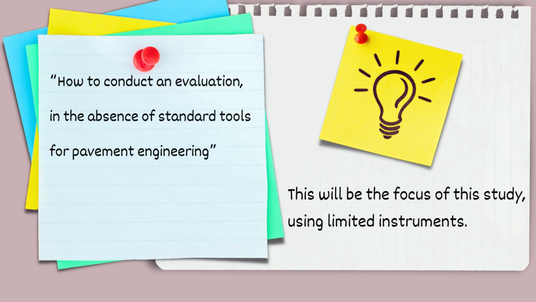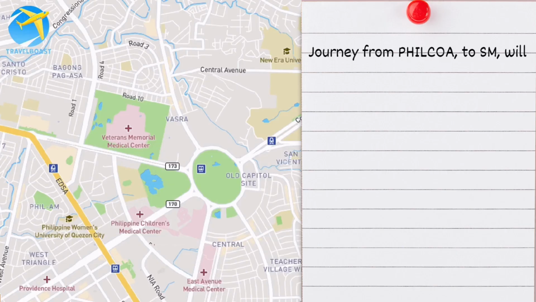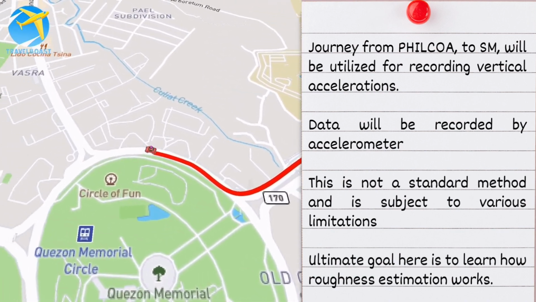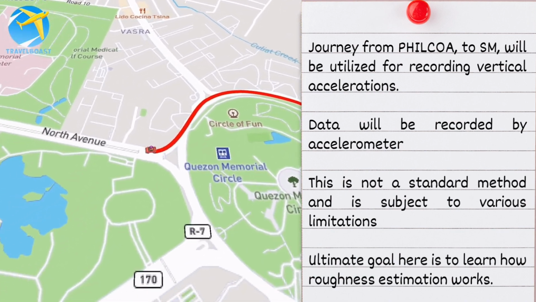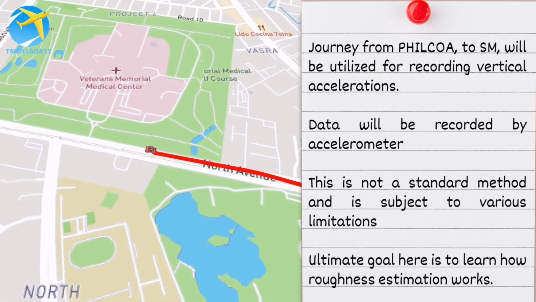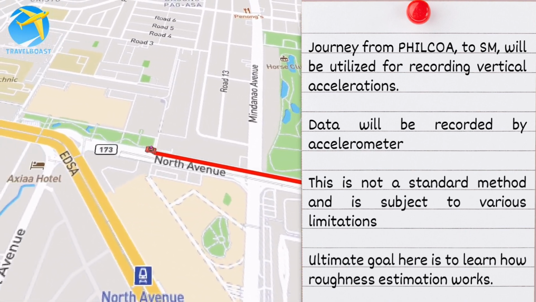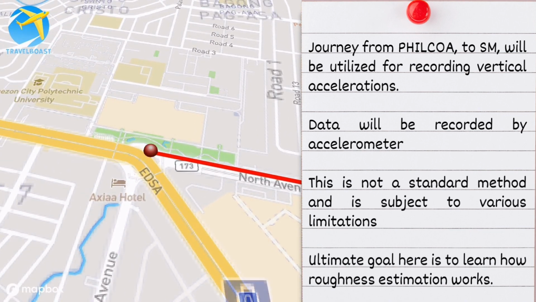How to conduct an evaluation in the absence of standard tools for pavement engineering. This will be the focus of this study using limited instruments. Journey from Philcoa to SM will be utilized for recording vertical accelerations. Data will be recorded by accelerometer. This is not a standard method and is subject to various limitations. Ultimate goal here is to learn how roughness estimation works.